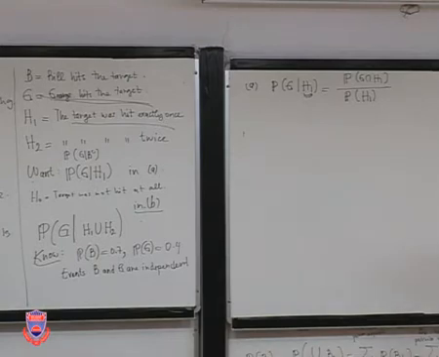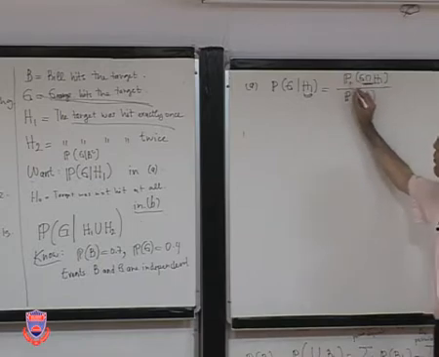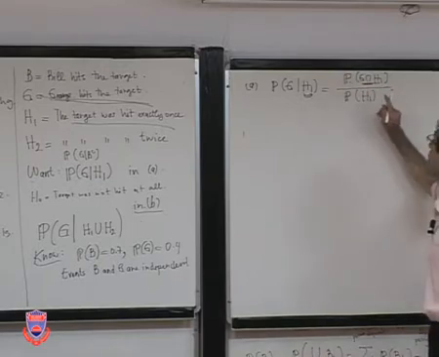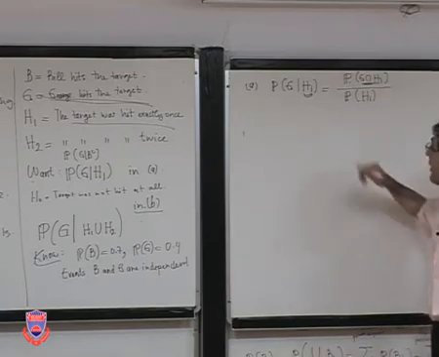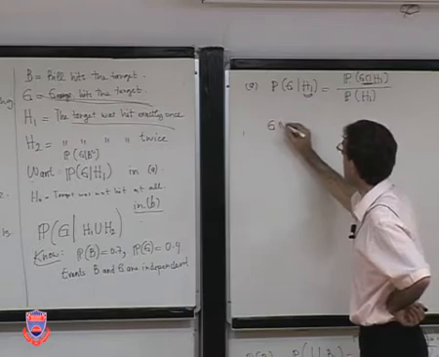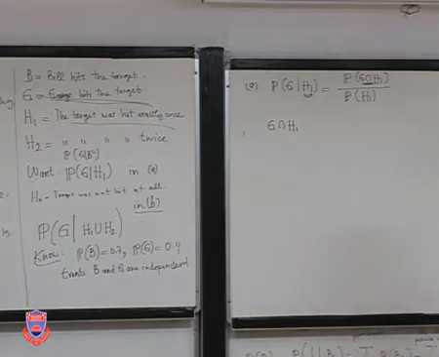Now, forget about the probability. We have to first understand what this event corresponds to. What is this? G happens at the same time as H1. What does this say?